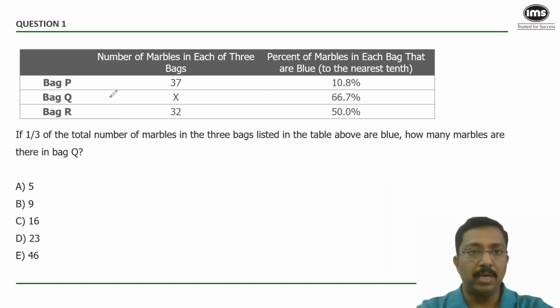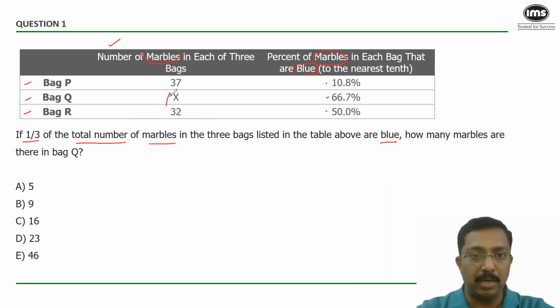All right, coming to the question, you see there's a table given which talks about the number of marbles in each of these three bags, P, Q, and R. And also in another column, it gives you the percentages of marbles against each of these bags, which are blue, right? And the information given in the question says that 1/3 of the total number of marbles in three bags are blue. And the question is asking how many marbles are there in bag Q, right?